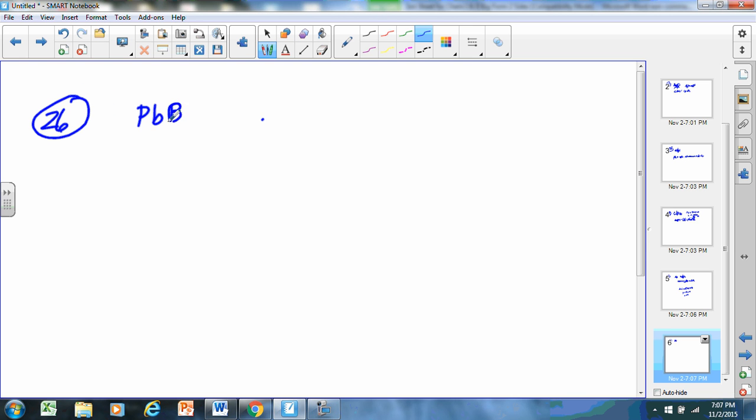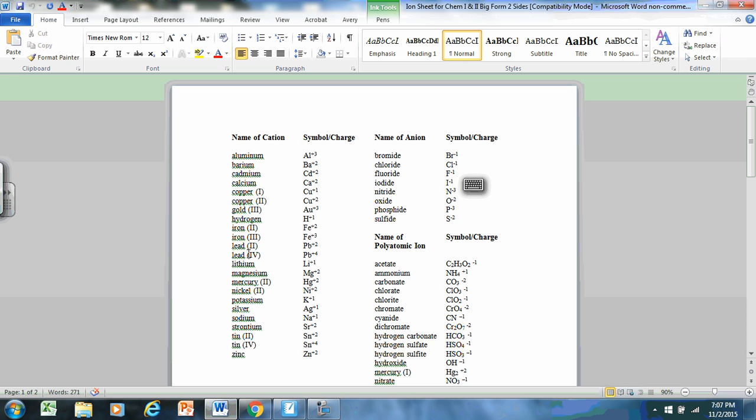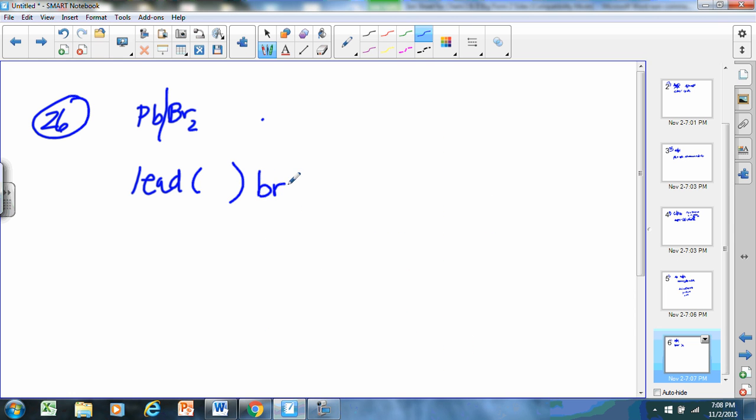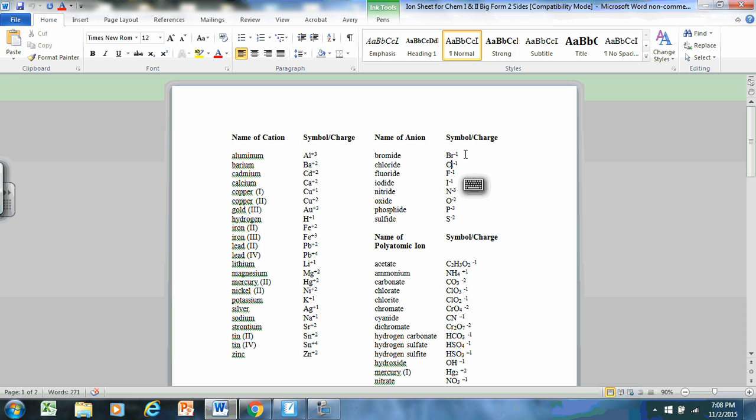PbBr2. So Pb is lead, and if you go to your ion sheet, you'll see lead is listed twice, lead 2 and lead 4. And then Br is bromide. And so if you need to figure out the Roman numeral, you have to do this algebra problem. The subscript on the lead is 1. The charge on the lead is what we're trying to solve for. The subscript on the bromide is 2. The charge on the bromide is -1.